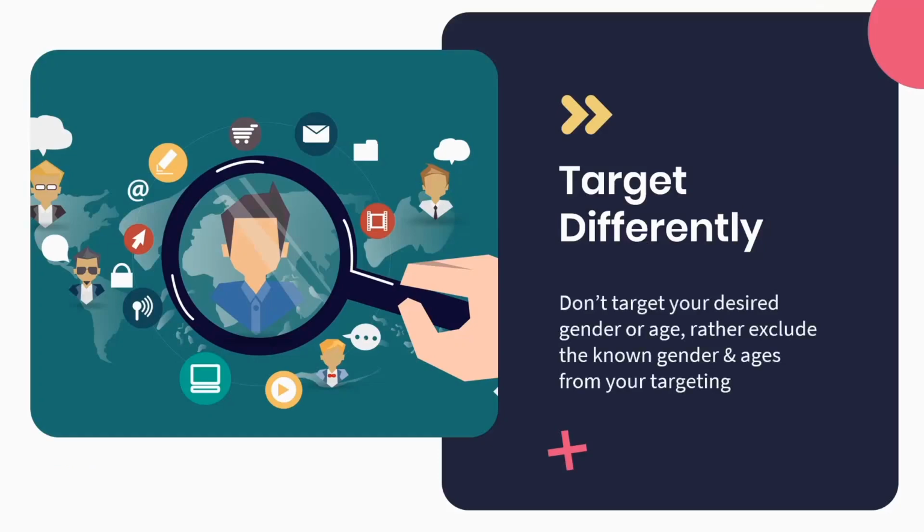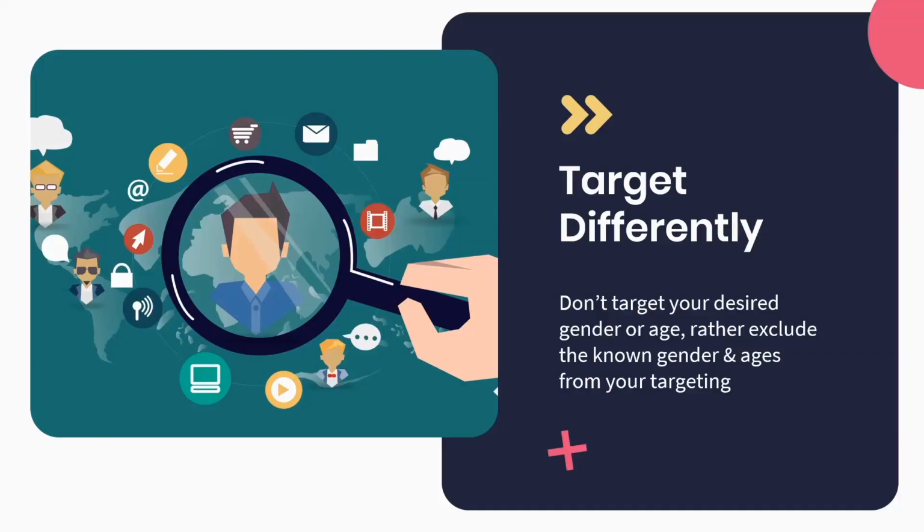So don't target your desired gender or age, rather exclude the known gender and ages from your targeting. So if you are targeting 24 to 45-year-olds, you would exclude all other known ages, so 18 to 23, etc., and just make sure that you're still including those unknowns, but it's definitely not targeting the known other ages. I know that might be a bit confusing.